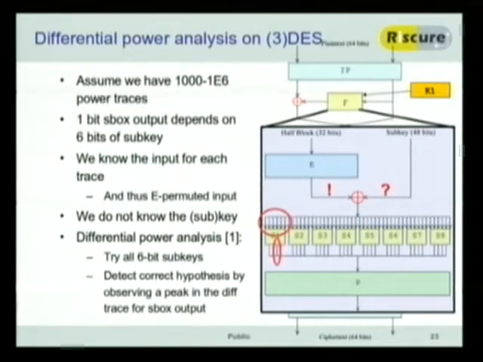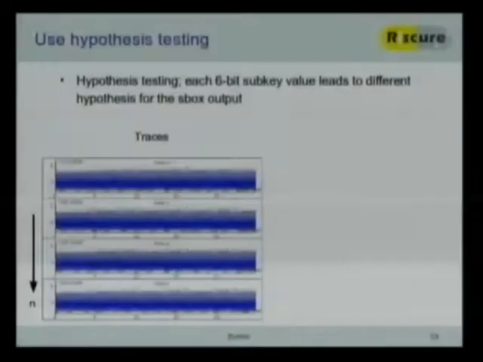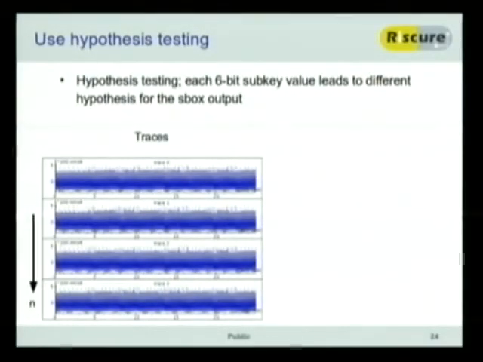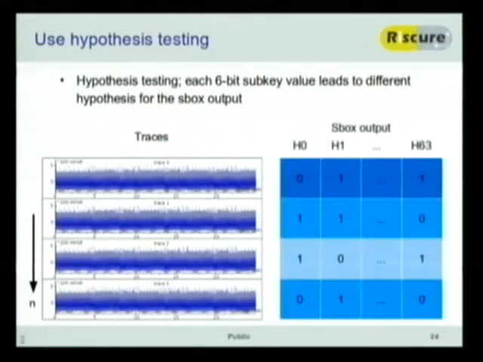So in the first case, we know the data going up here. We presume the subkey is 0. And we input this into the S box, and we're going to try to predict this output bit. So this is again the hypothesis testing I've been talking about before. So we take n traces, and each of these 6-bit subkeys leads to a different hypothesis for the S box output.